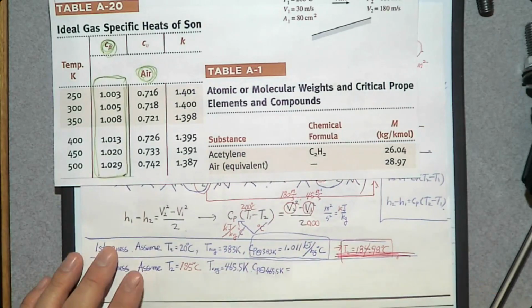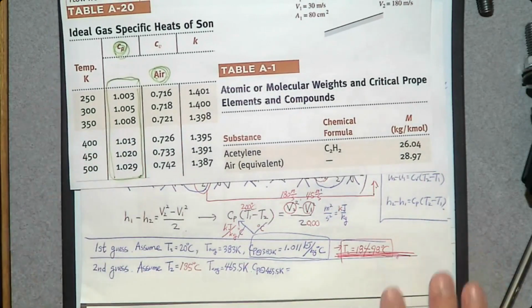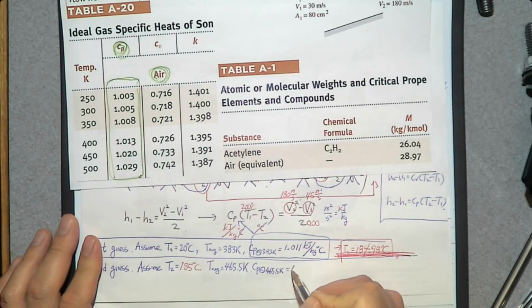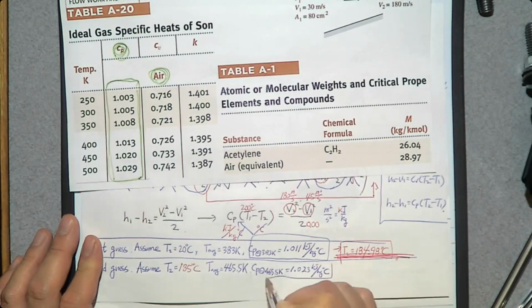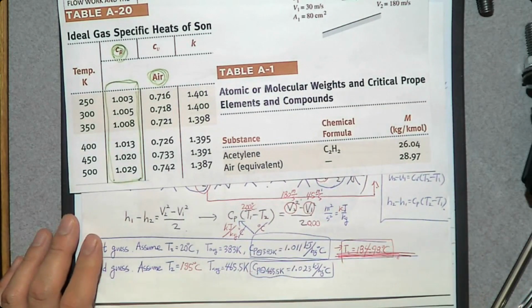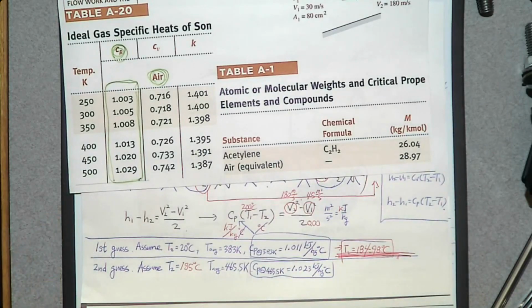465.5, so what is it? 465.5 is going to be between these two numbers, so we need to do a linear interpolation again. Approximately 465 is going to be close to 1.023. So our assumption is that specific heat is 1.023 kilojoule per kilogram degree C. Then I'm going to solve this equation one more time. Okay, let's do that.